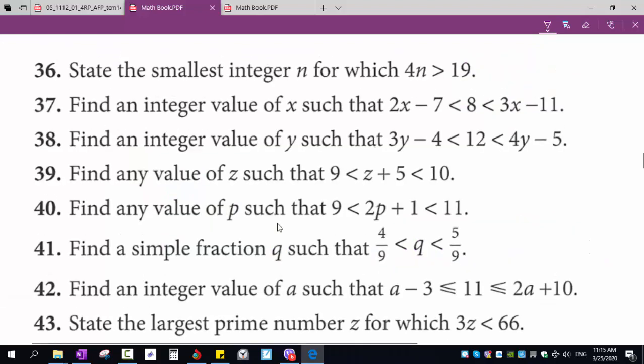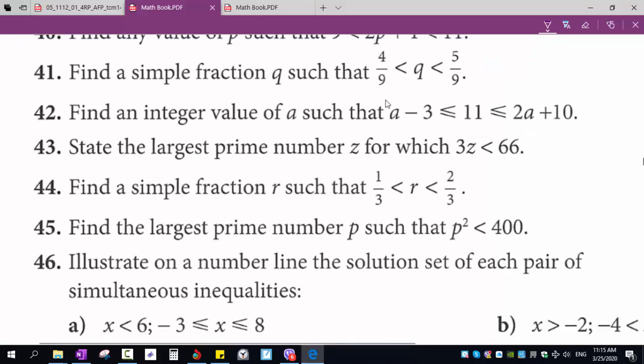Write the smallest integer n for which 4n is more than 19. For this one you just have to think, 4 times 5, 5 is a positive integer and 4 times 5 is 20, so n is 5. Because if we put 4, 4 times 4 is 16, 16 is not more than 19, so it's 5.